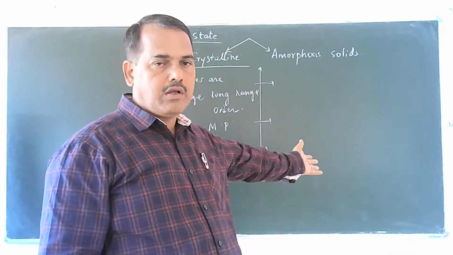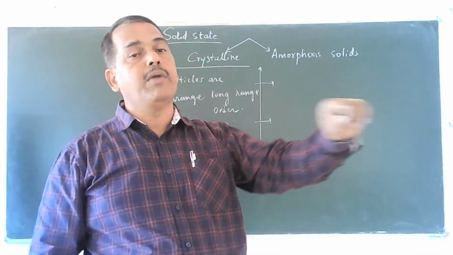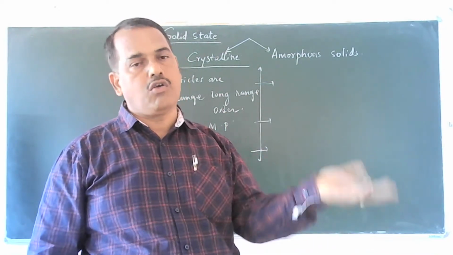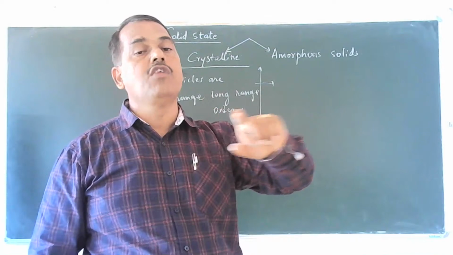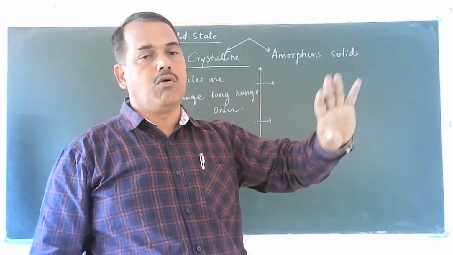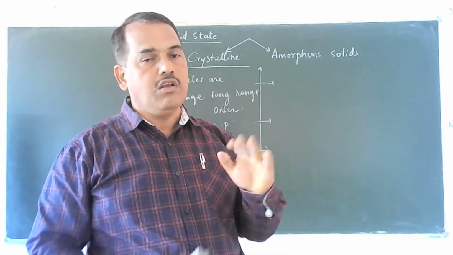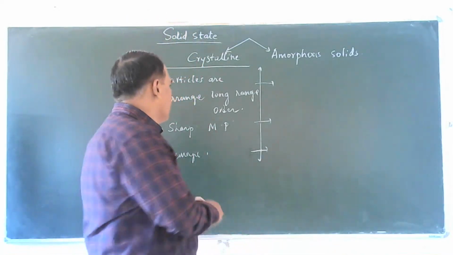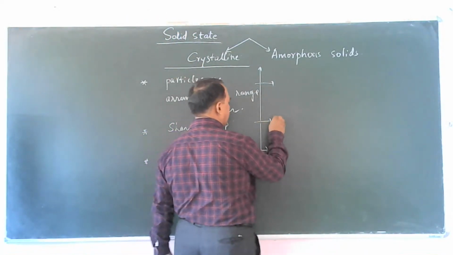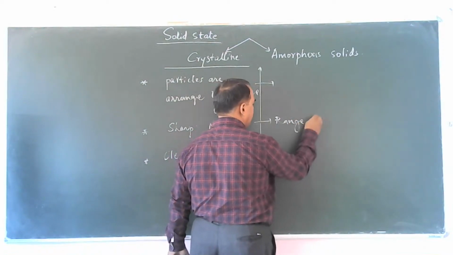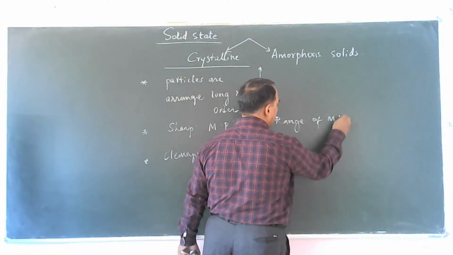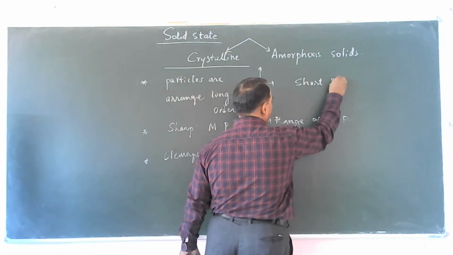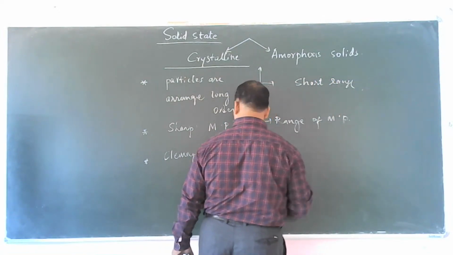If you go for its melting point, it has a range of melting point. By increasing the temperature, amorphous solids start to melt over a range of temperature, 5 to 10 or more than 10. It changes its physical state. That is called a range of melting point. And it has what? Short range order. The particles are short range order.